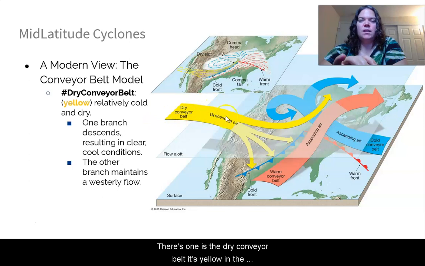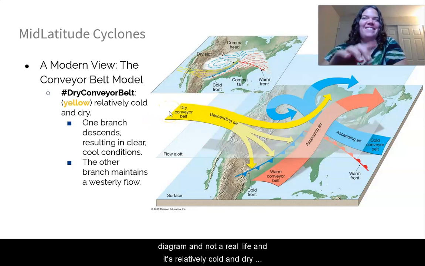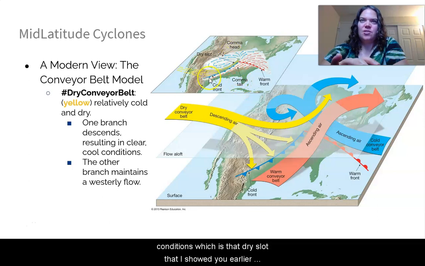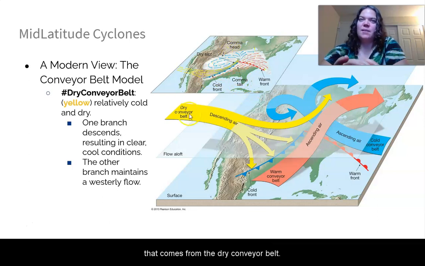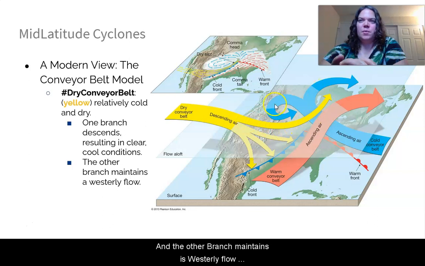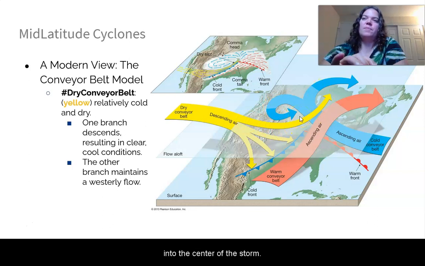It's yellow in the diagram, not in real life, and it's relatively cold and dry, so one branch descends. It ends up producing these clear conditions, which is that dry slot that I showed you earlier that comes from the dry conveyor belt, and the other branch maintains this westerly flow into the center of the storm. Ta-da! So that's why we have a calm ahead.